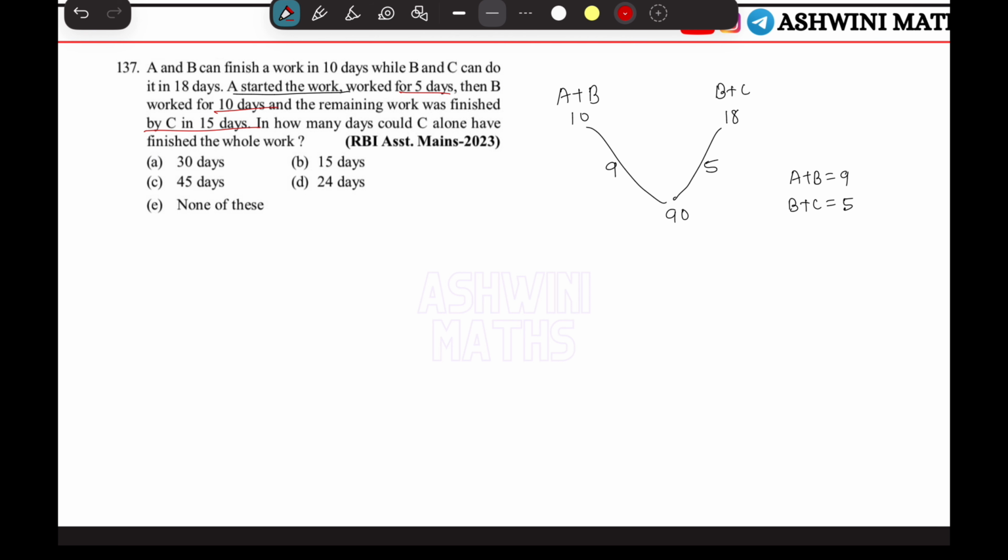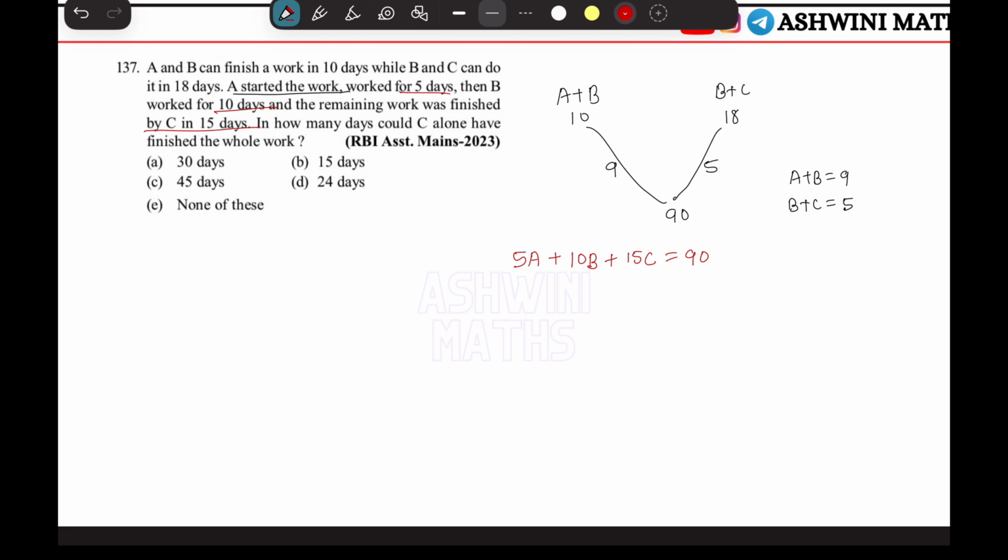So we can write here, efficiency of A is A, then A worked for 5 days, total work will be efficiency into time. So time is 5, efficiency is A, so 5A will be the contribution of A in the total work, plus B worked for 10 days, this means 10B, and C worked for 15 days, this means 15C. This is the individual contribution of each of A, B and C, and if we sum the individual parts of work, we will get the full work, 90.